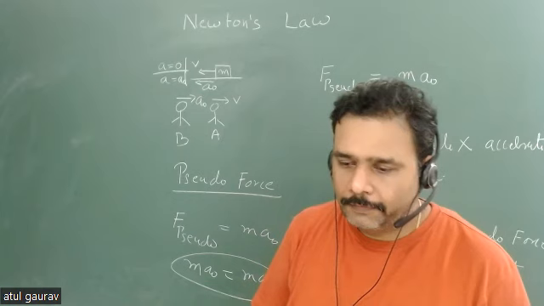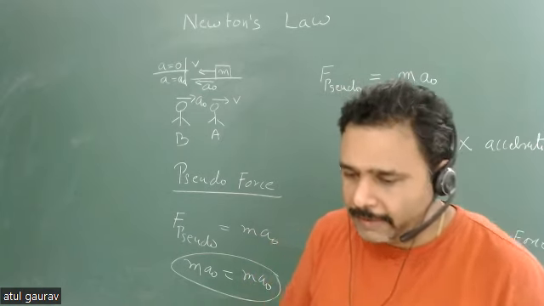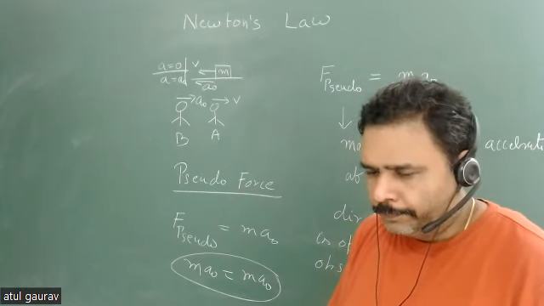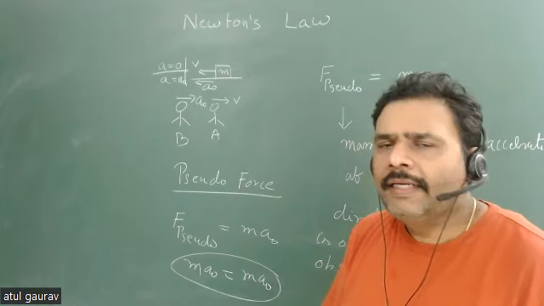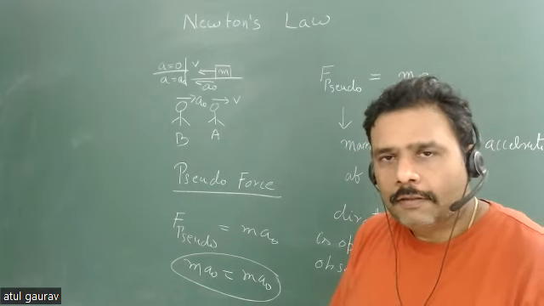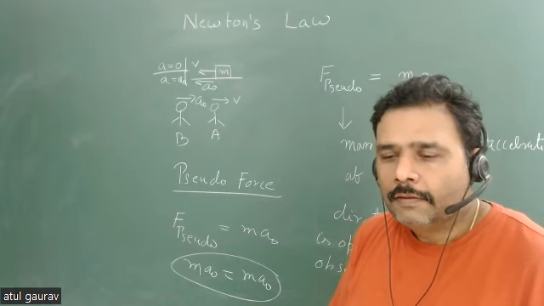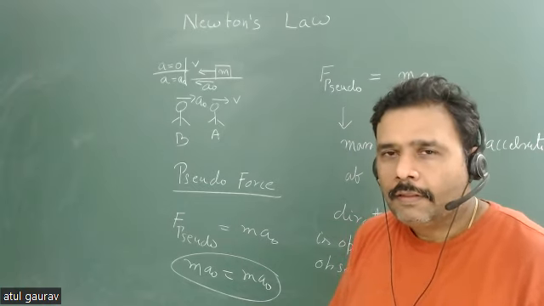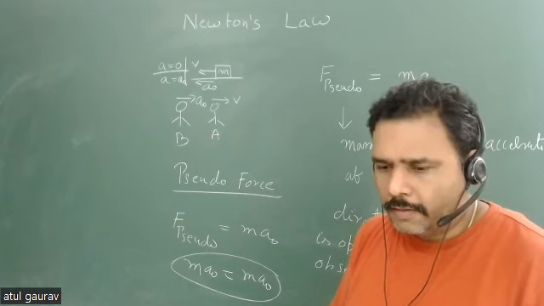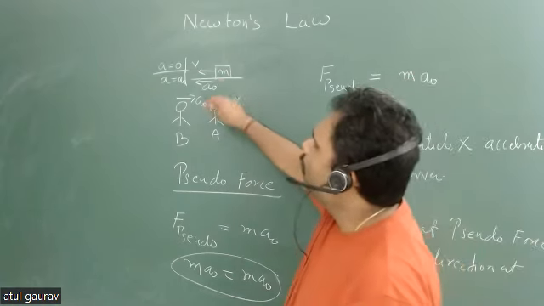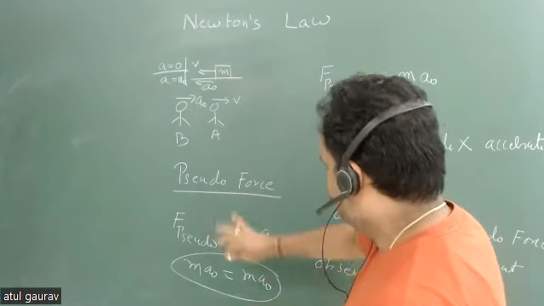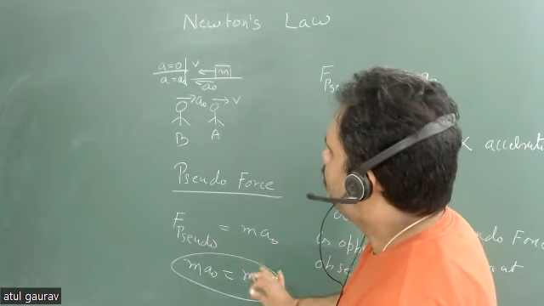Everyone is comfortable? Hello, sir. Am I audible? Yes. Sir, does the pseudo force become negative? Why is it not given as negative here? Why would I write negative? Because the observer is in direction a naught. So the direction of the mass moving will be opposite to the observer's acceleration. So that will not be a negative mass. Listen, positive and negative will depend on what you are taking.